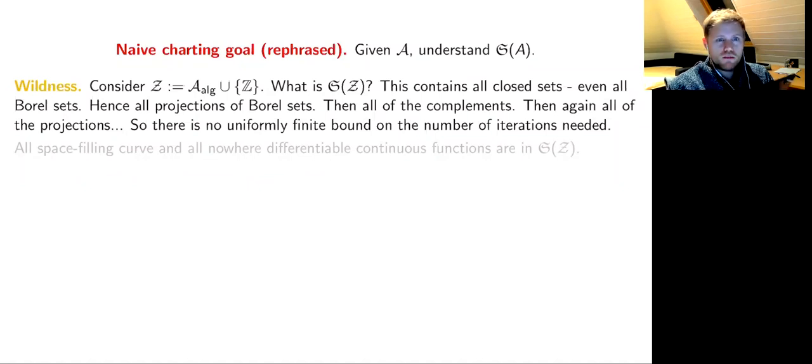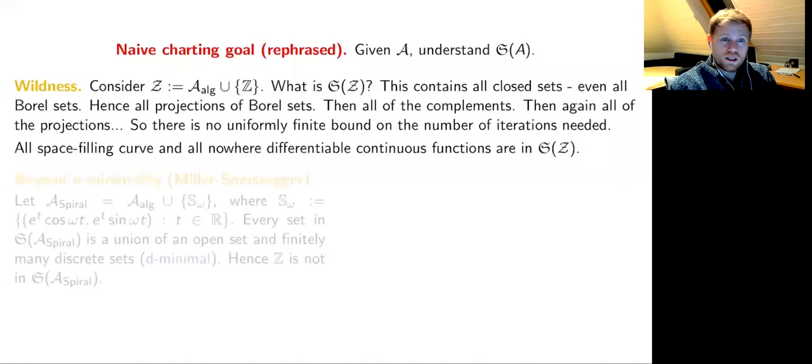In particular, from a geometric point of view, even all closed sets. That means all space filling curves. I mean, that's kind of close. The graph of a space filling curve should be a closed set. These are defined in these objects. All nowhere differentiable continuous functions are defined, because all continuous functions are in this collection, or in this structure generated by the integers. So really, from a geometric model theoretic point of view, or a tame geometric point of view, this is not tame. This is really as wild as you can be.